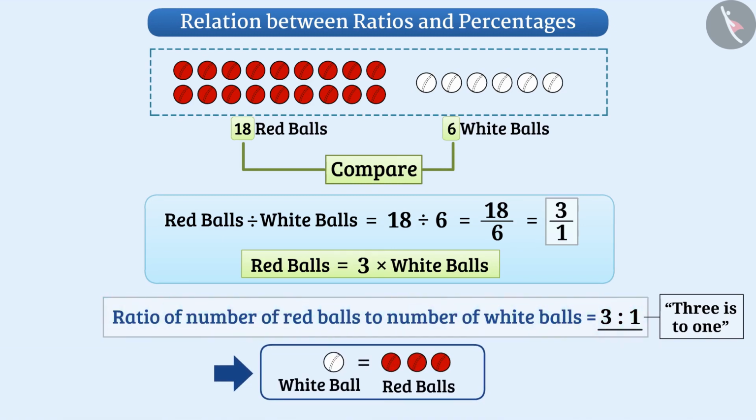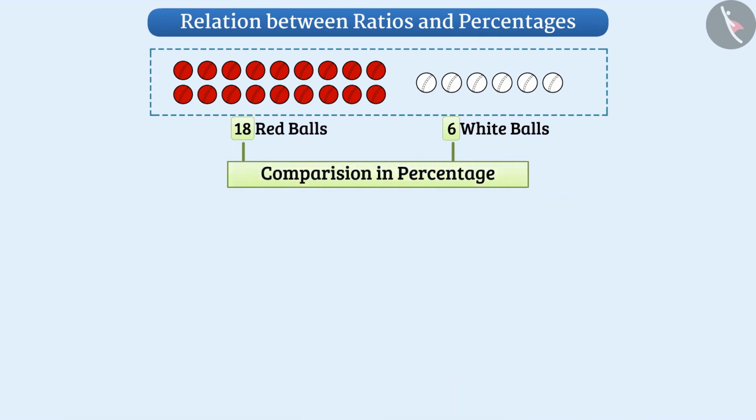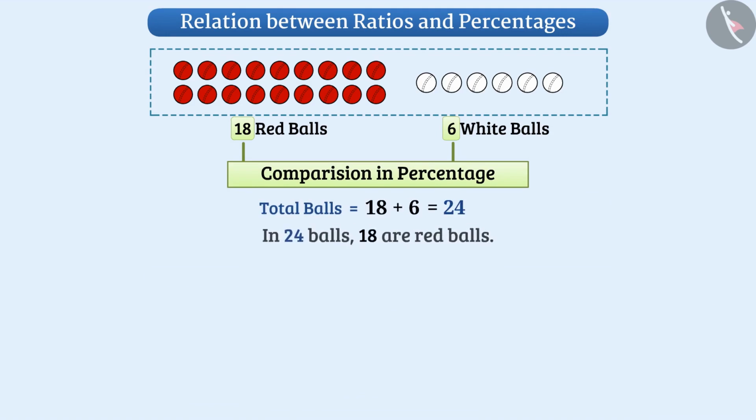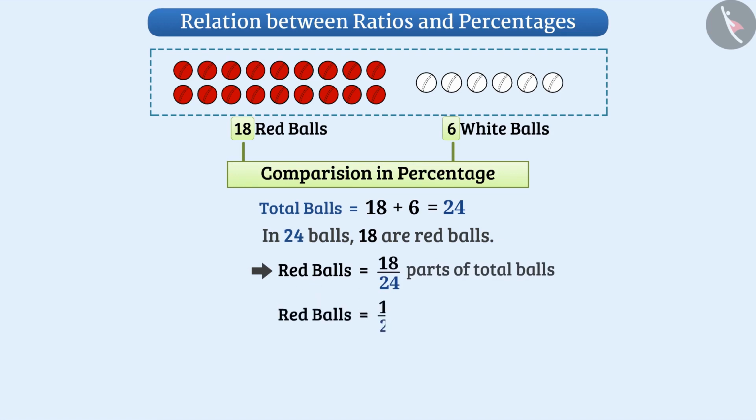Like the ratio, we can also compare it in a percentage. Here, we see that total balls are 18 plus 6 is equal to 24. In 24, 18 are red balls. In this way, we can say that in the box, red balls are 18 divided by 24 parts of total balls. That is, in the box, red balls are 18 divided by 24 multiplied by 100% is equal to 3 divided by 4 multiplied by 100% is equal to 75%.